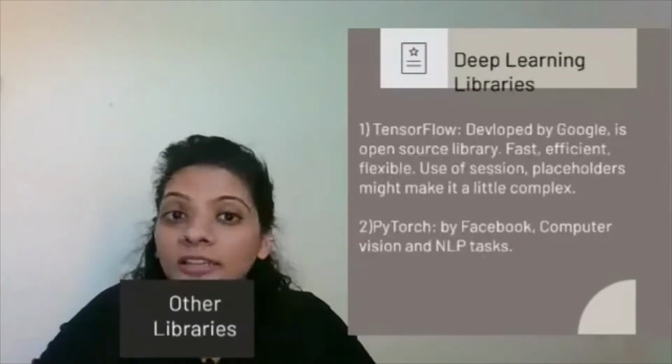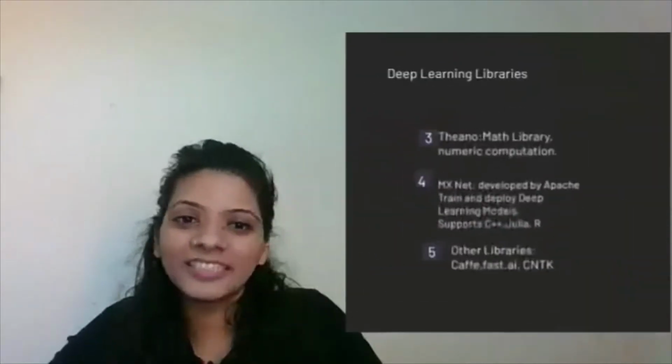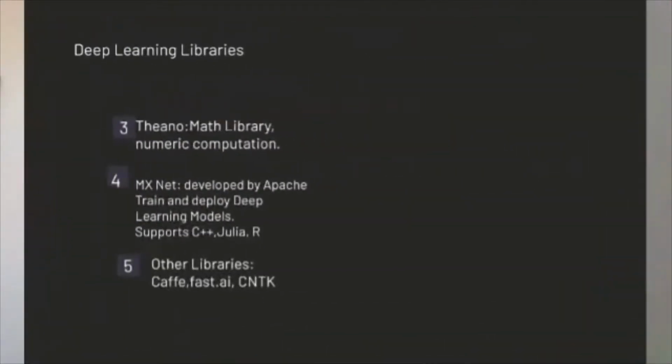But there are other libraries also for deep learning. I'll talk about Theano. Theano is a basic library, a math library. It is helpful for numeric computation. One interesting fact is that TensorFlow uses Theano at its backend. It just wraps the Theano functions; every complex computation that is happening, Theano is doing it for TensorFlow.